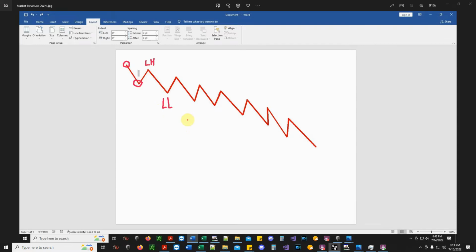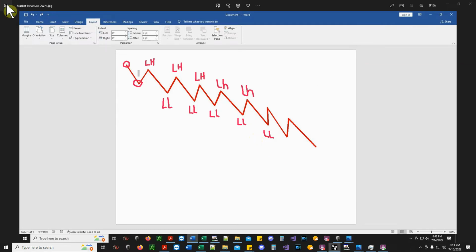This is what a good trend looks like, whether you're going up or down. You want to be going down a set of steps or up a set of steps. Lower high, lower low. Lower high, lower low. Lower high, lower low. Lower high, lower low, and so on.